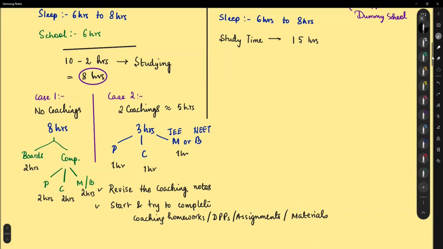Okay. And in this 2 hours each of competitive, what you have to do is 1 hour note revision plus 1 hour practice for each of them. So these 2 hours will be divided into 2 parts. First hour, you will revise the notes, and then the second hour, you will practice it. For chemistry and maths or biology, it has the same pattern.